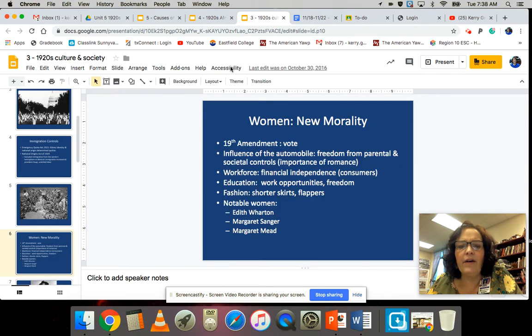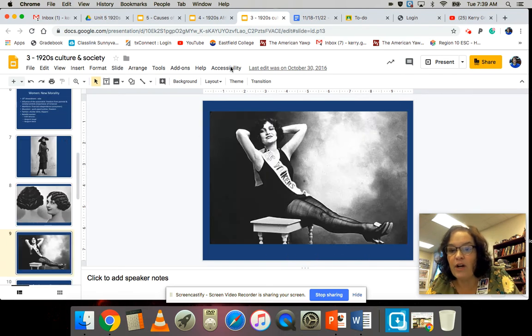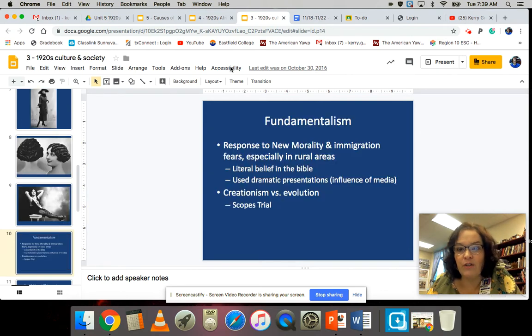You have women who are voting, who got the right to vote with the 19th Amendment. Between that and the automobile and their financial independence from working during World War I and after, gaining more opportunities, they begin to change how they look, right? They go from having long hair to having short hair, to wearing shorter skirts, to showing their legs, that kind of thing. And there's lots of concern.